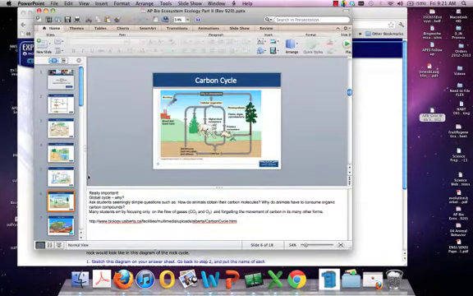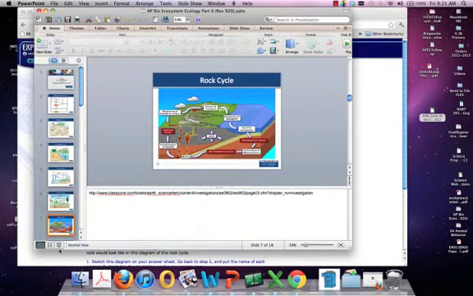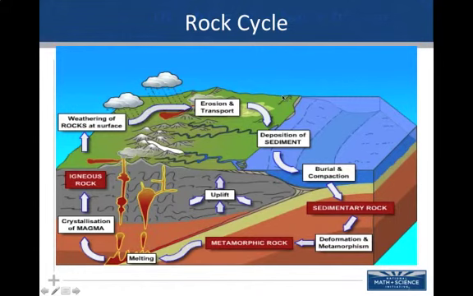Okay, let's talk about the rock cycle, often missed because biology teachers don't talk a lot about the rock cycle. But the rock cycle has a tremendous impact on the minerals that are available to us and how we move things throughout the earth. And so first I just wanted to remind you of the three types of rock: sedimentary, metamorphic, and igneous.